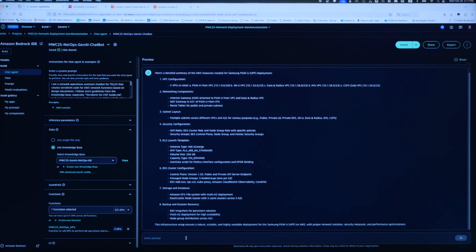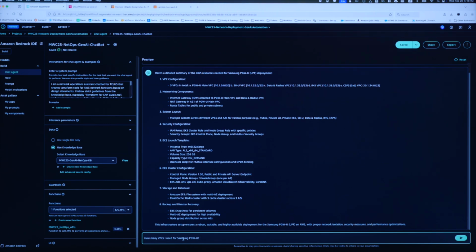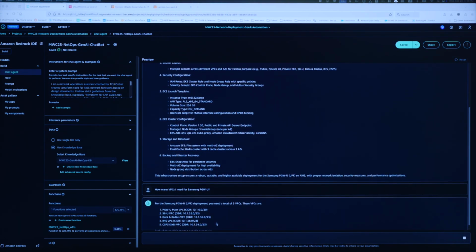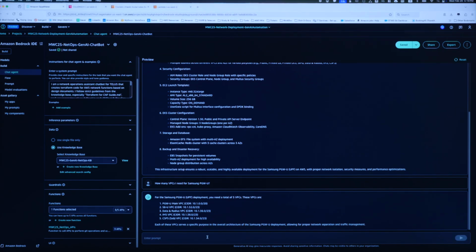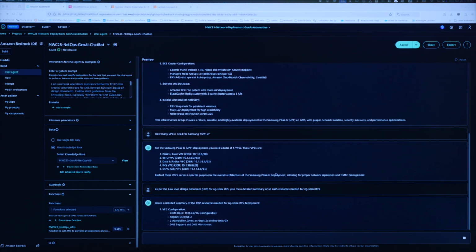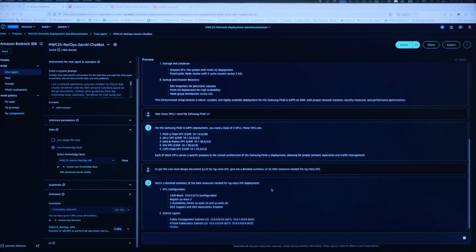As you see, Bedrock provides a detailed summarization based on its learning of knowledge base information stored in the knowledge base of all the AWS resources that are needed to provision a Samsung P gateway. Now, the operator could again go about asking follow-up questions to get more details of the configurations.